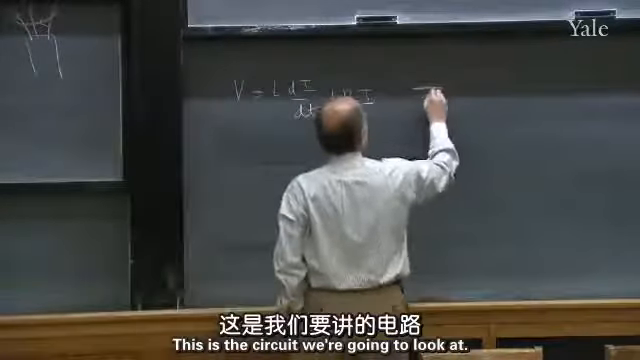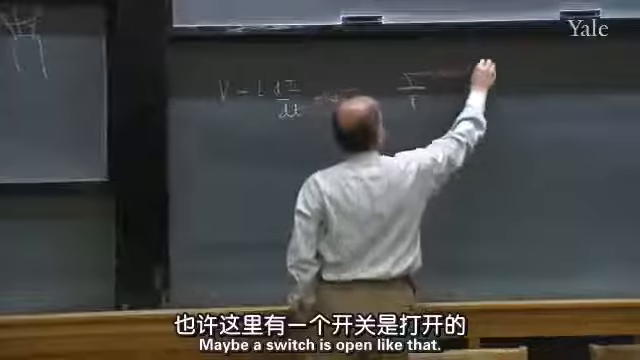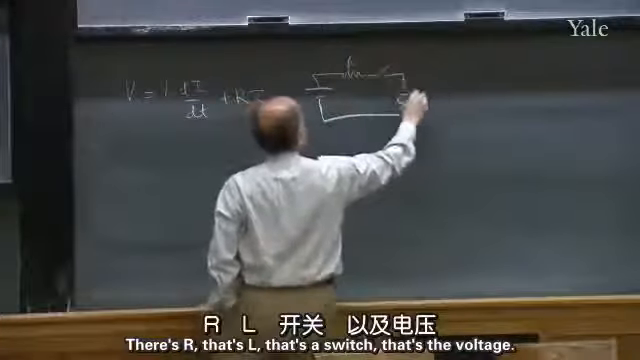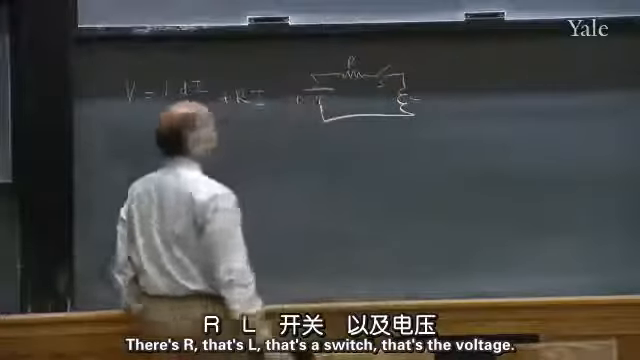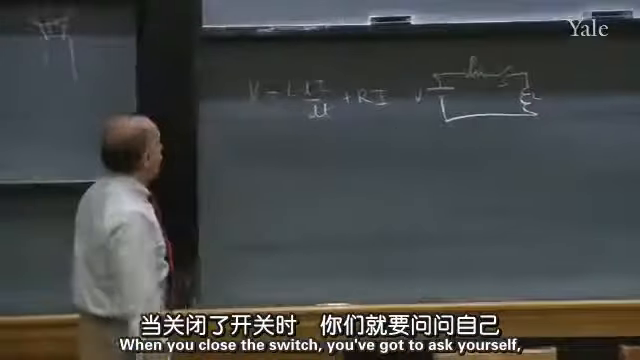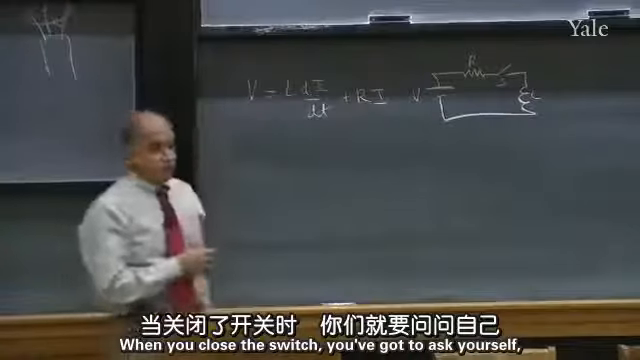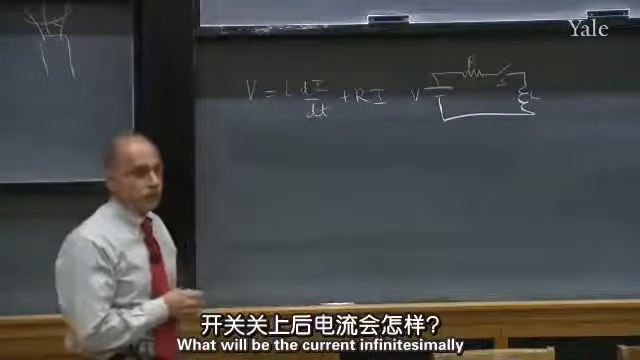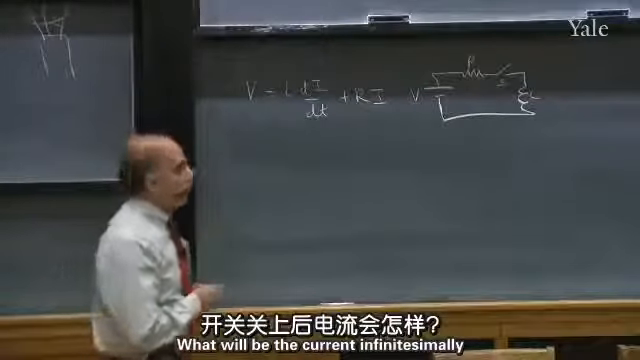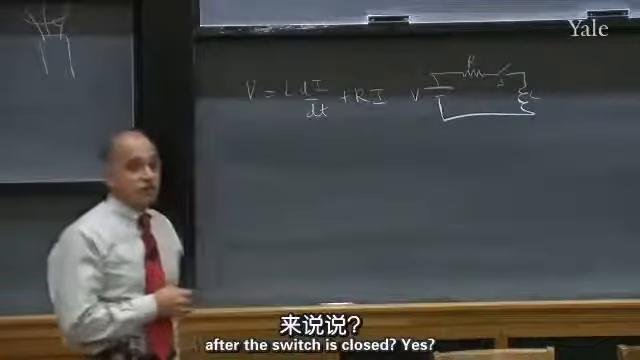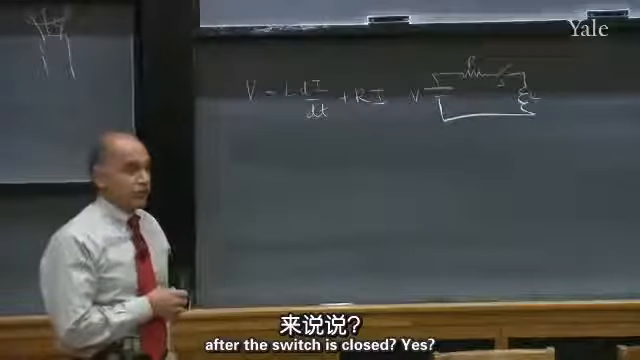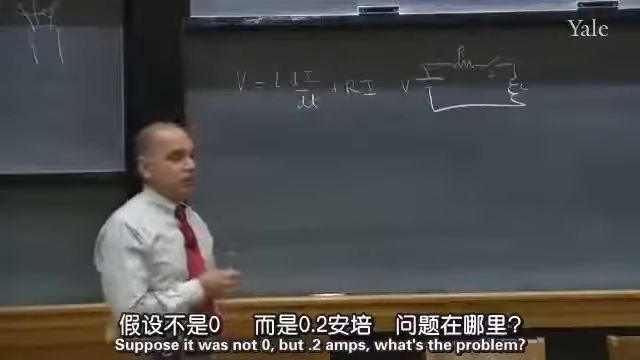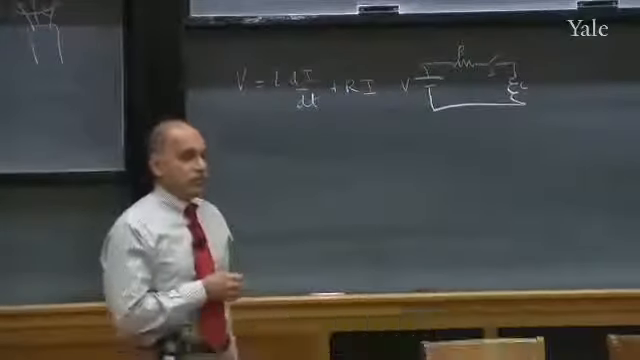This is the circuit we're going to look at. Maybe a switch is open like that. That's R, that's L, that's a switch, that's the voltage. When you close the switch, you've got to ask yourself, what's the current going to be? What will be the current infinitesimally after the switch is closed? Suppose it was not 0 but 0.2 amps. What's the problem?